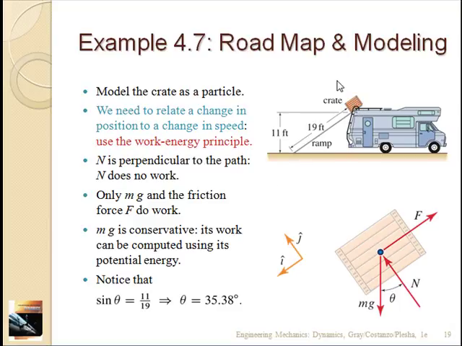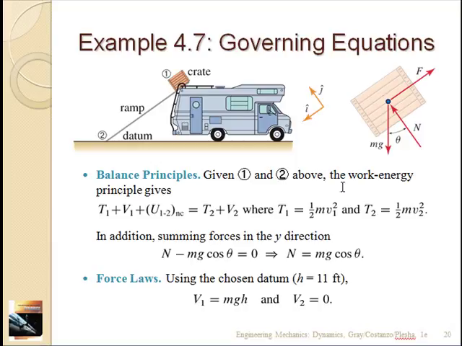Notice there's a normal force on the crate, which acts perpendicular to the ramp, but the motion is parallel to the ramp. So the normal force dotted with the velocity vector is 0, and so that normal force does no work. So we don't have to worry about it. If you calculate the angle, the angle itself is 35 degrees.